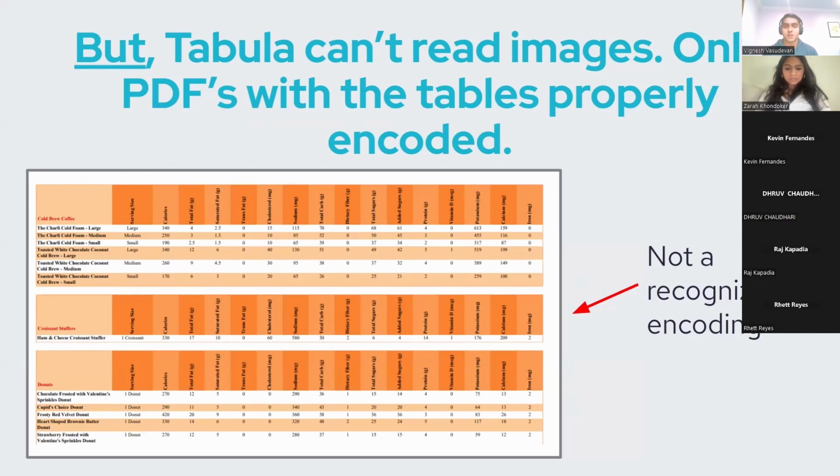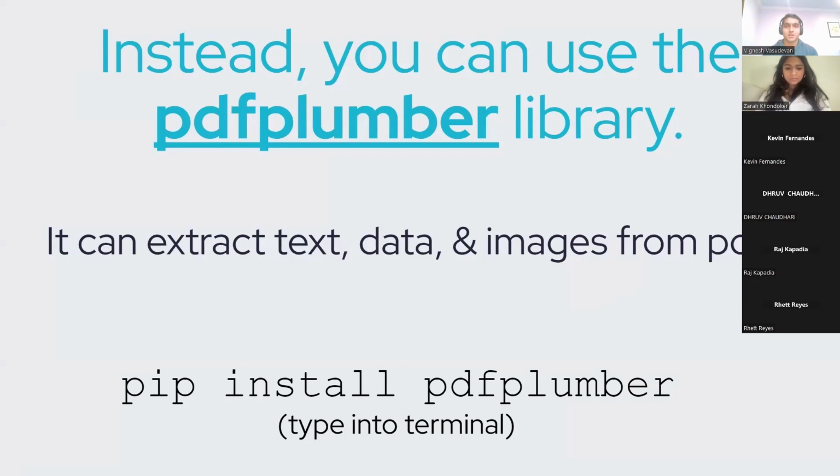The only way to read it is to find a Python library that recognizes images. And the one that does that is called pdfplumber. So pdfplumber extracts text, data, and images from PDFs, and it does it pretty well. So if you want to install that, just go into your terminal. It could be your VS Code terminal or just your normal basic computer terminal, and type pip install pdfplumber.